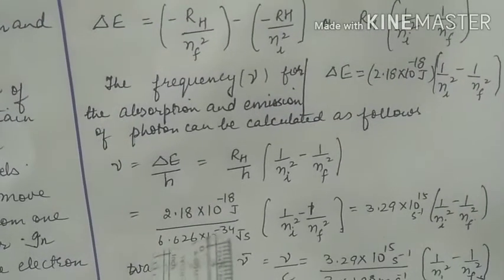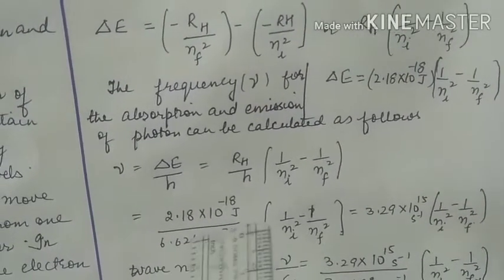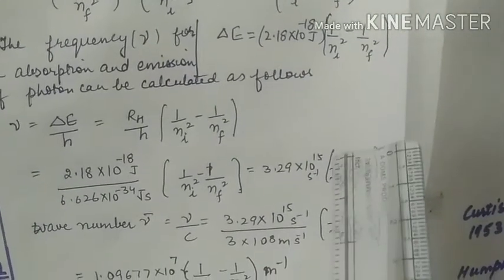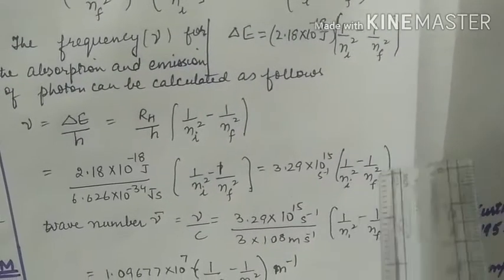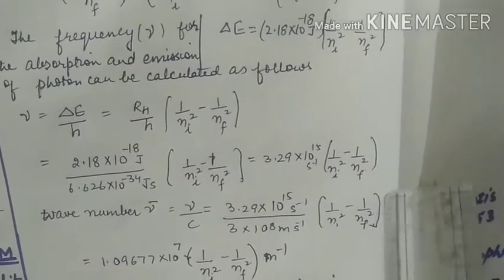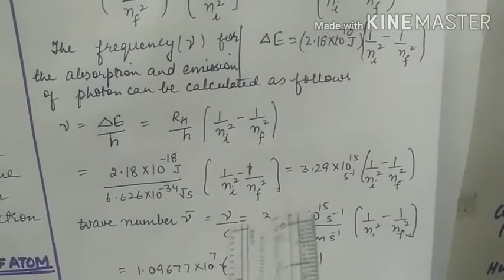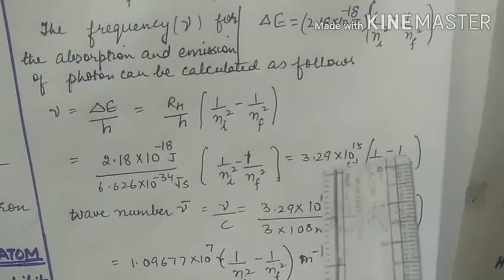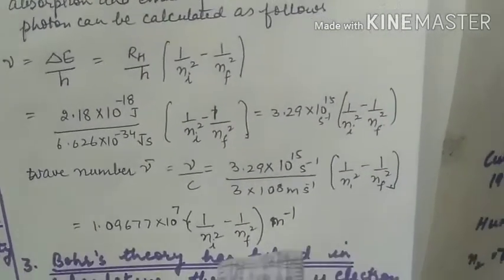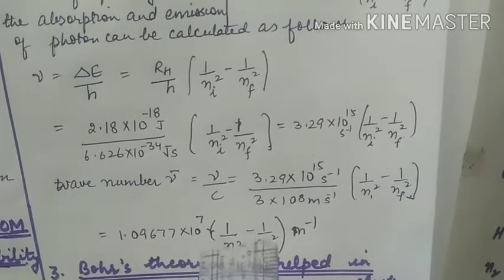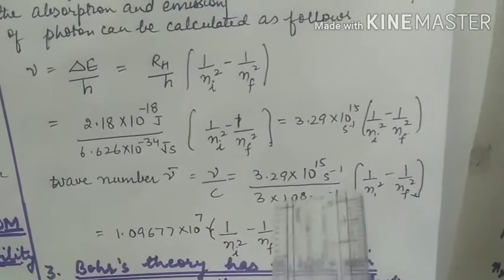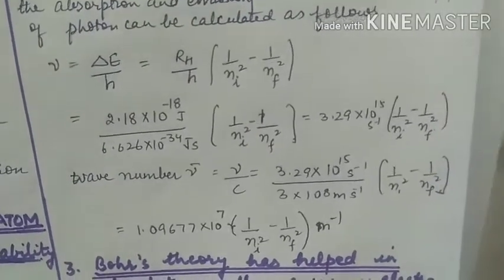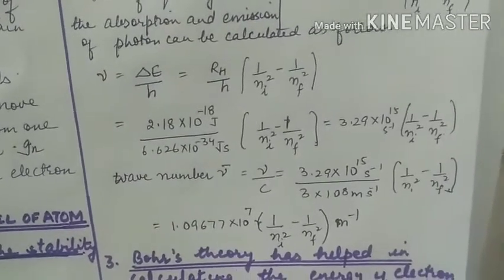Dividing by Planck's constant value 6.626 into 10 to the power minus 34, we get 3.29 into 10 to the power 15 second inverse into 1 by ni square minus 1 by nf square. Now wave number is equal to nu by c. So dividing this value by c, 3 into 10 to the power 8 meters per second, we get 1.09677 into 10 to the power 7 into 1 by ni square minus 1 by nf square meter inverse. This was the Balmer's formula. So we can derive Balmer's formula from Bohr's theory.